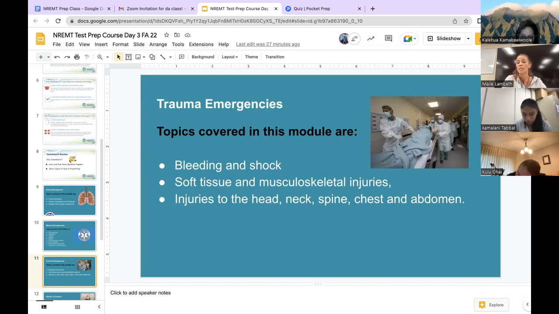Soft tissue and musculoskeletal injuries, that chapter where we talk about abrasion versus laceration. Go and look over those things again, make sure you understand the difference between each of those, and of course all of the different types of injuries that we can have. There's usually a lot of C-spine stuff on there, so just remember that.